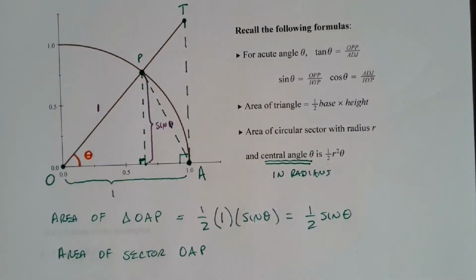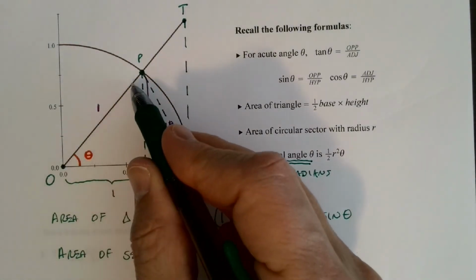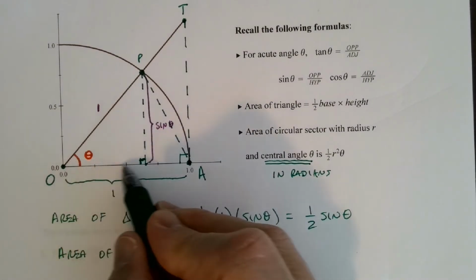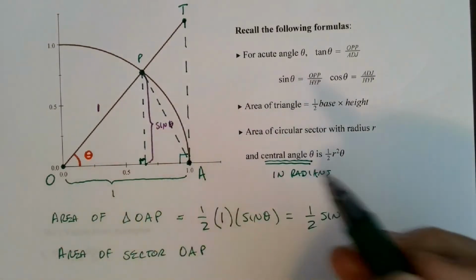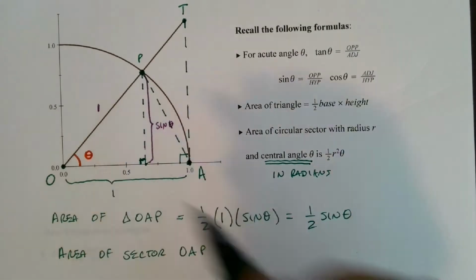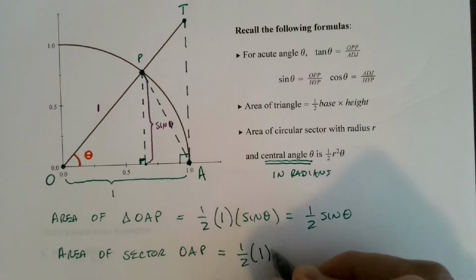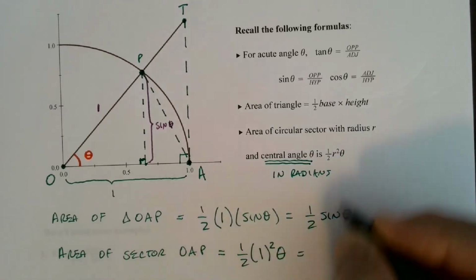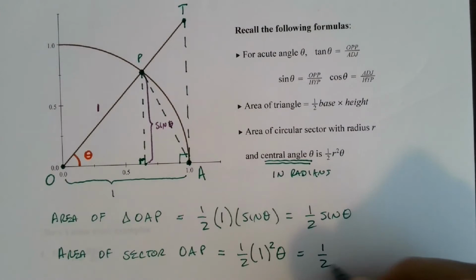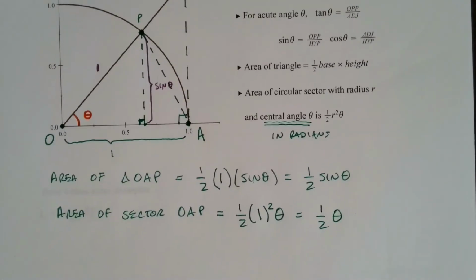And so what's the radius? Well, here's the radius, which is what? 1, right? The radius is 1, and the central angle is just theta. So this is just 1/2 r squared theta, using this formula. So it's just 1/2 times 1 is 1, and 1/2 theta. It's the area of that sector.